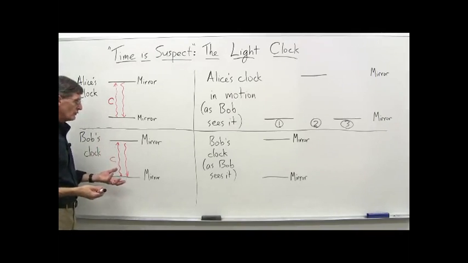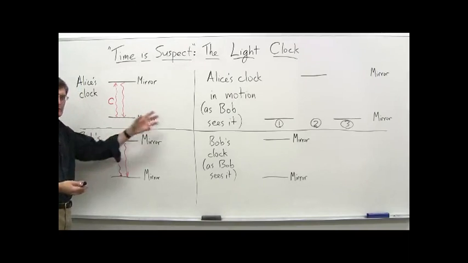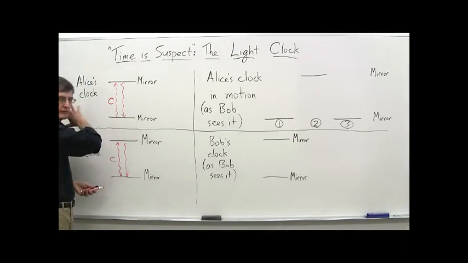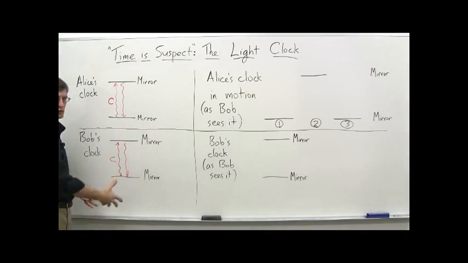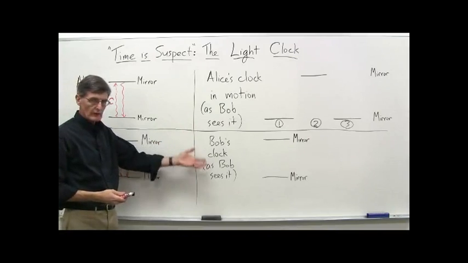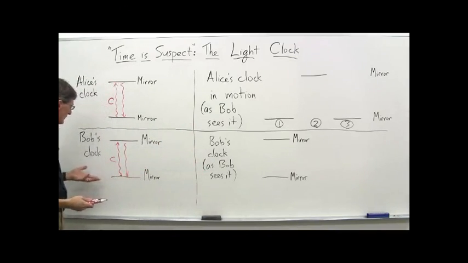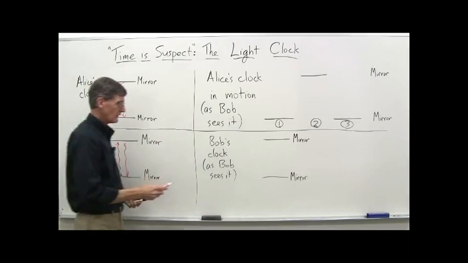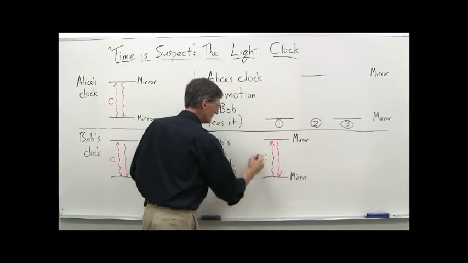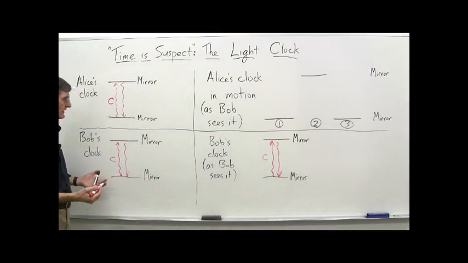Now what we want to do is set Alice's clock into motion. So we'll put it on her spaceship. She'll then be traveling with some velocity v. Bob will be observing in this case. And so this is our second situation here. Here's Bob's clock as Bob sees it. Again, no difference from over here. He's going to see the light travel up and down at speed c. So he's not seeing any difference.